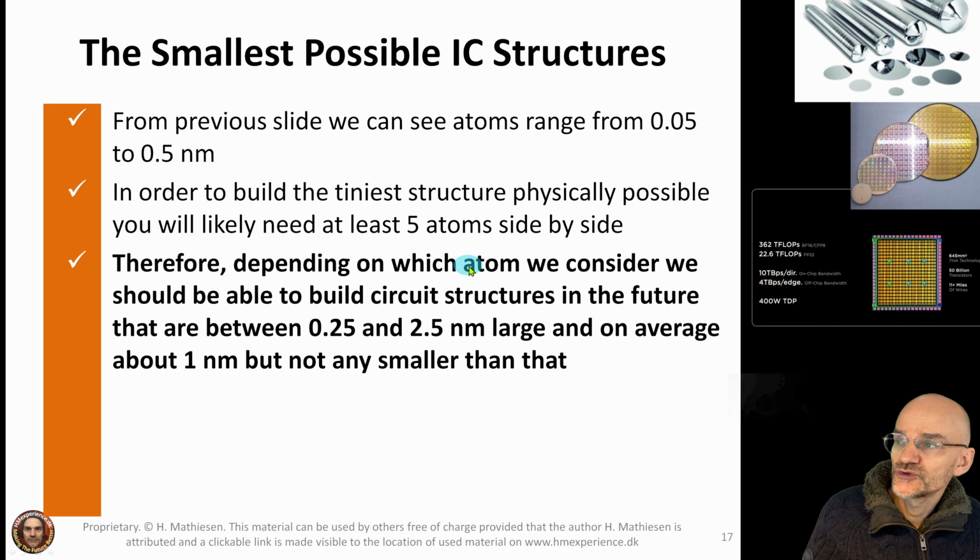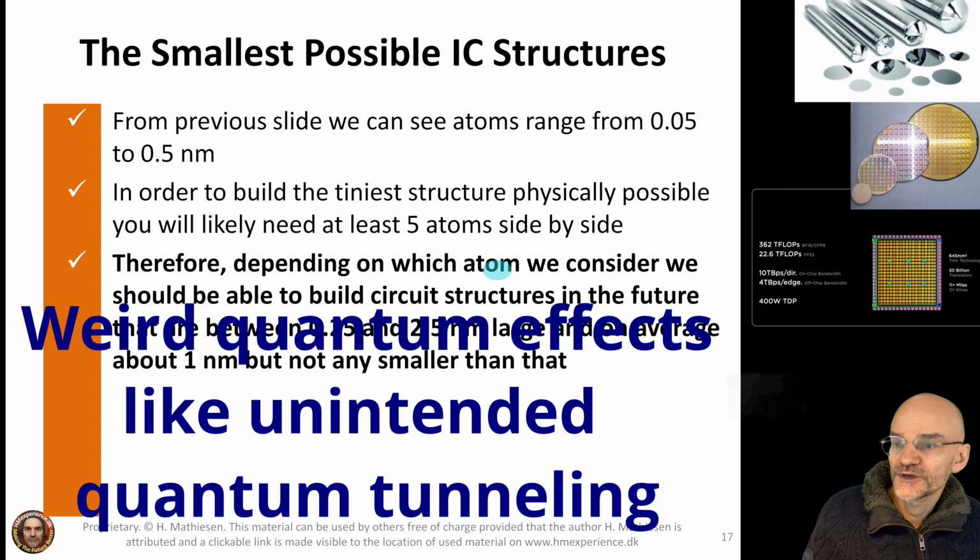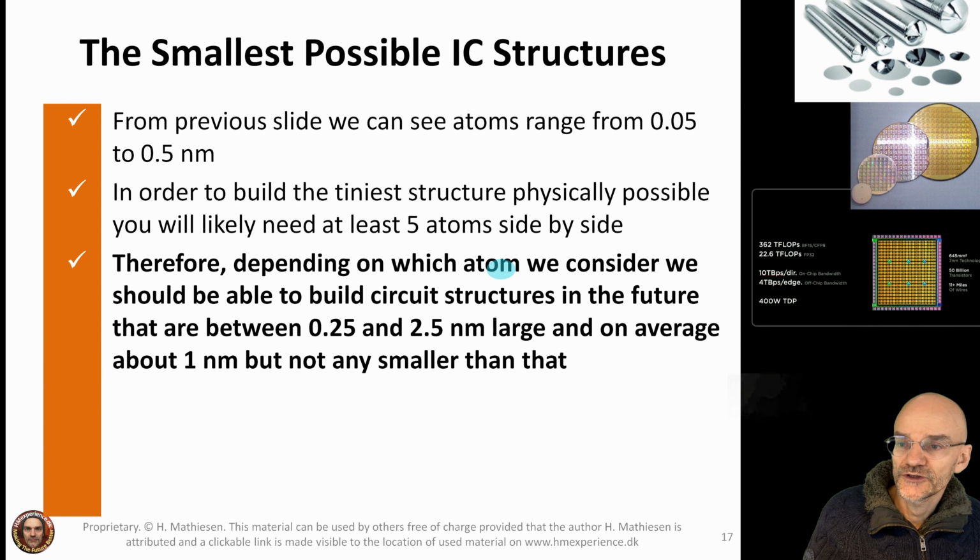So if we assume that 5 atoms are needed, the problem with going smaller than 5 atoms is that all kinds of weird quantum effects start to happen. It's impossible to build something with a desired functionality in an integrated circuit. So I think 5 atoms is about as small as it can get.